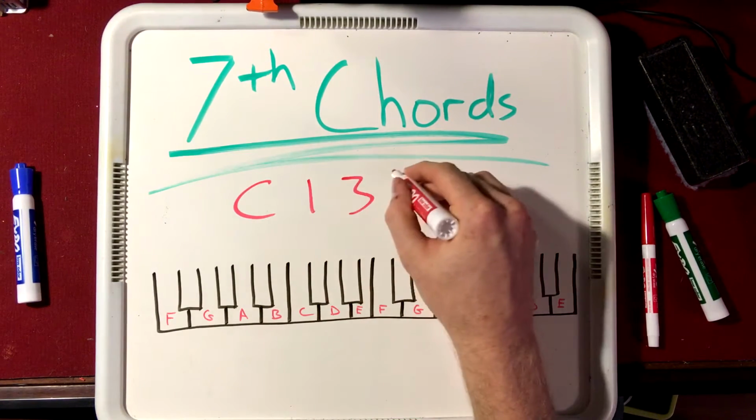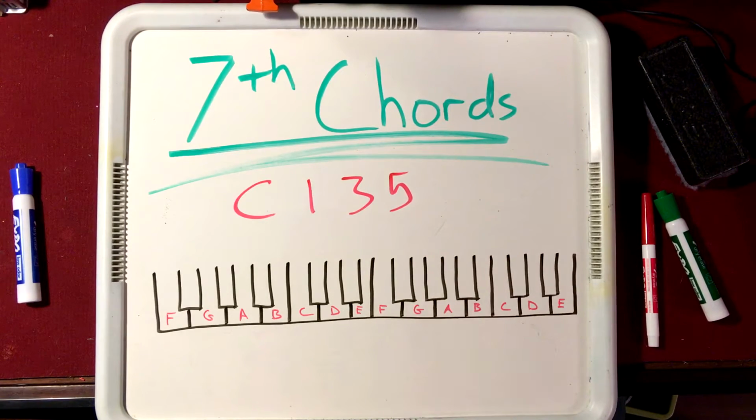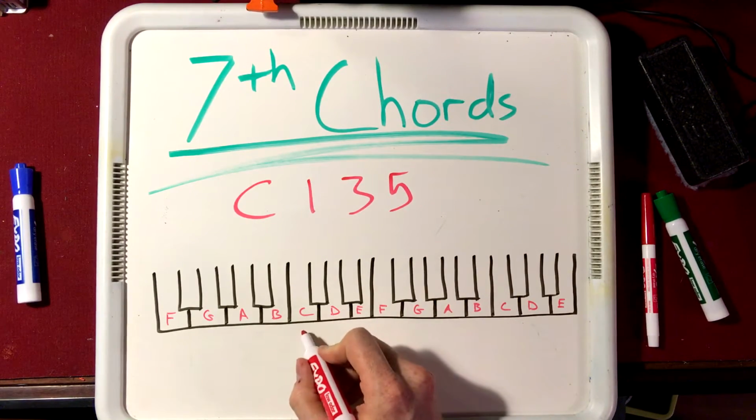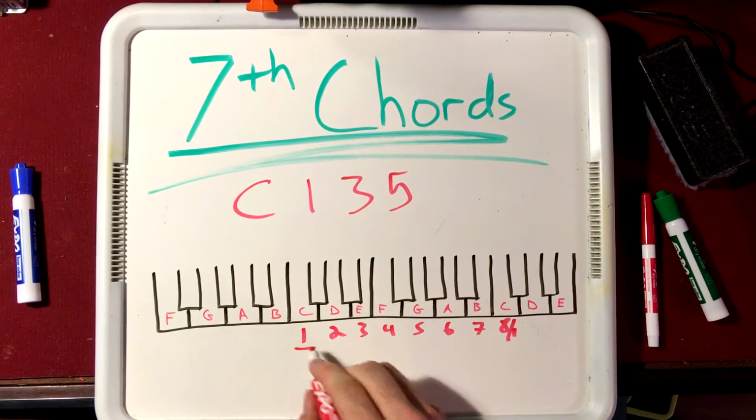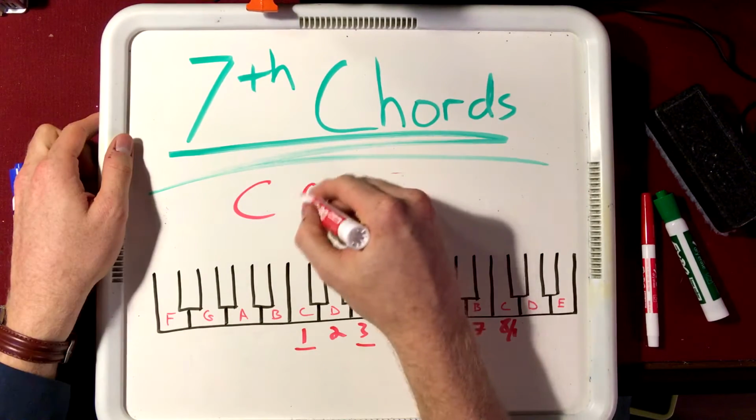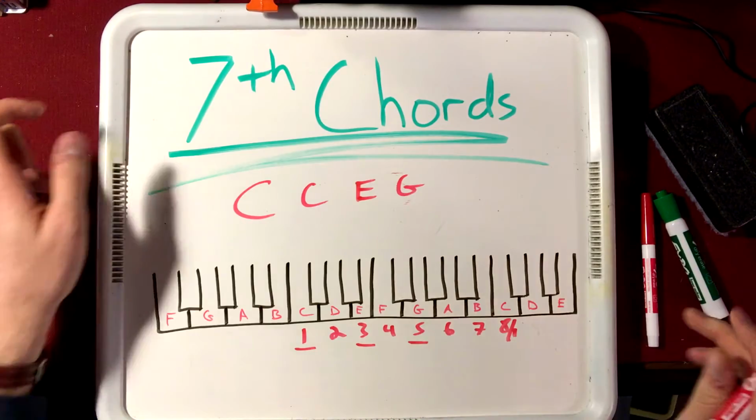1, the 3, and the 5 of a C major scale. Okay, so here's our major scale, and the C chord is going to be these three notes here, C, E, and G. Okay, so that is the major triad.